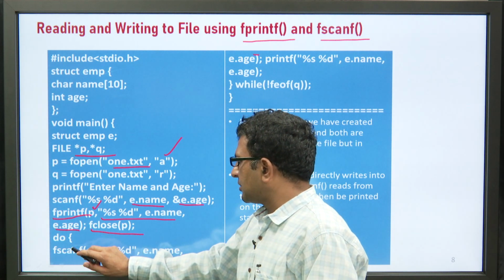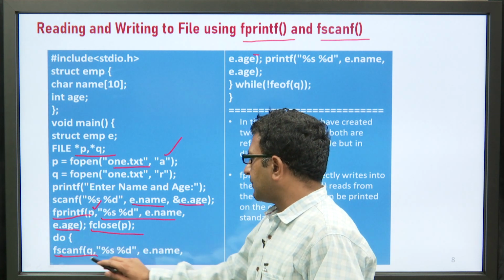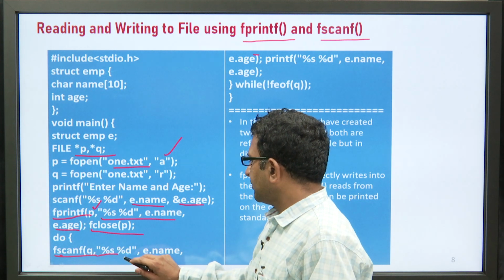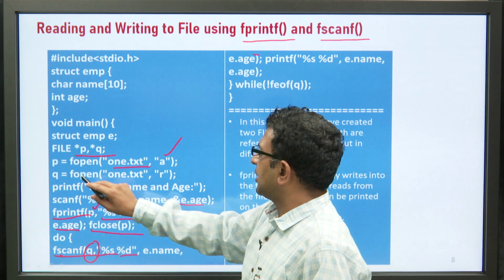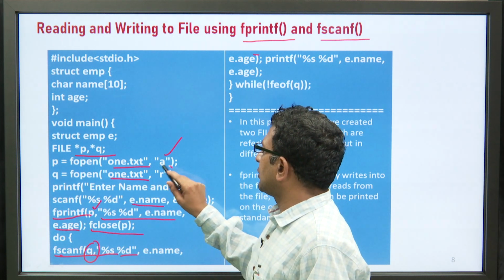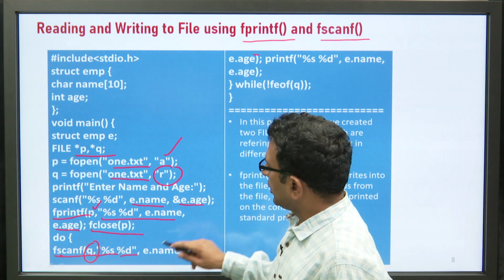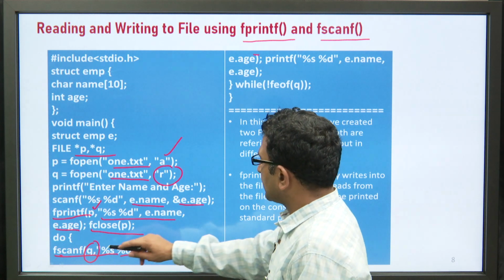So, this operation is now performed. We will call the function fscanf to read something. First we read the name, and then we read the age, with the help of the q pointer. Just see here, the file pointer q is a pointer which has opened this file in reading mode. So now reading mode is open, and we can read all the things from the file by using the fscanf function.